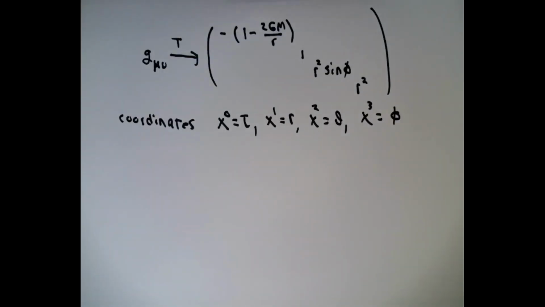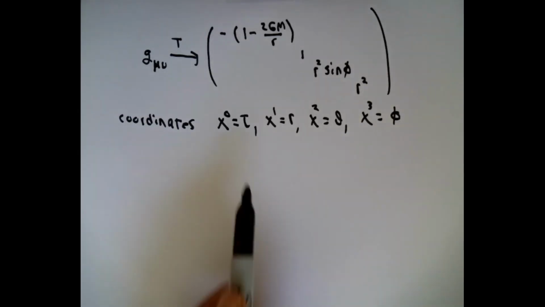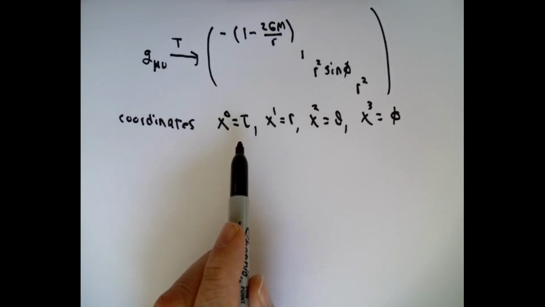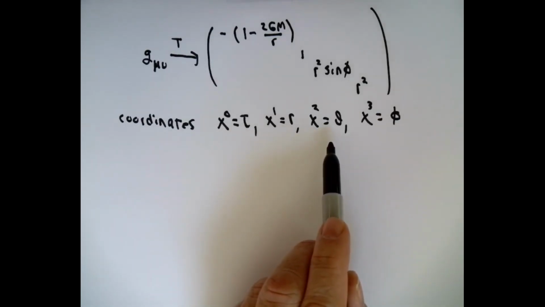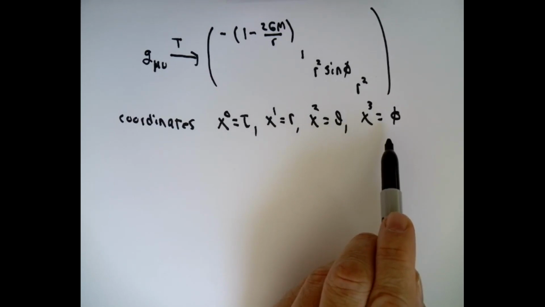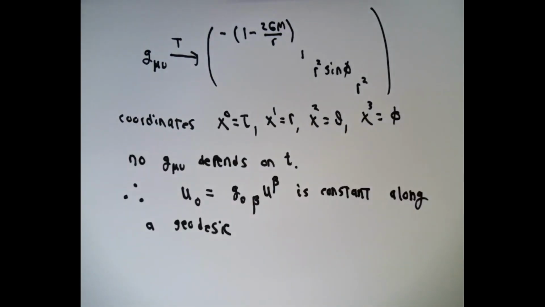We're going to adopt a toy problem in which we describe the 00 component of the metric in the way that we've decided. For the case of a point particle, the coordinates I'm going to use will be x0 is time, x1 is the radial coordinate in spherical coordinates, x2 is theta, and x3 is phi. Looking at that metric, no component of the metric depends on time, that is x0.